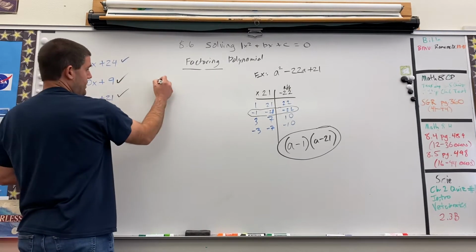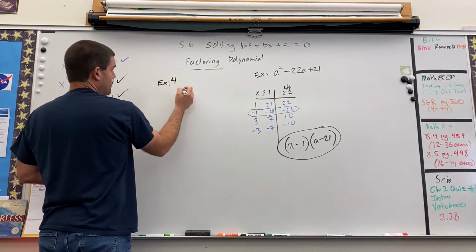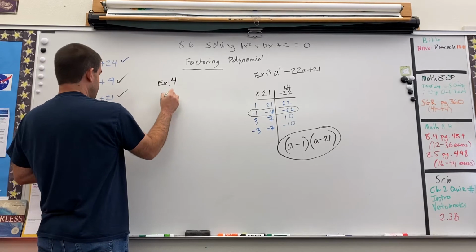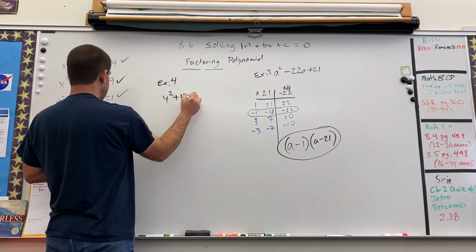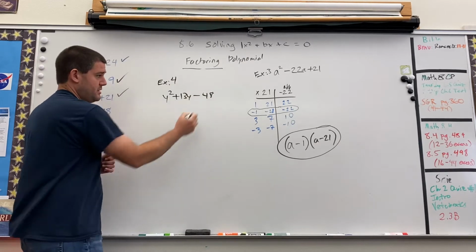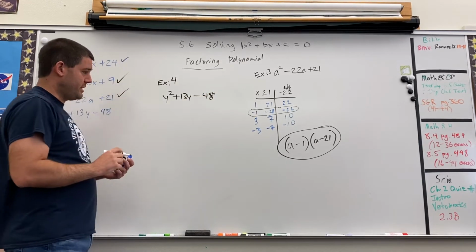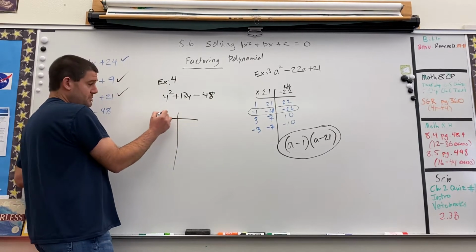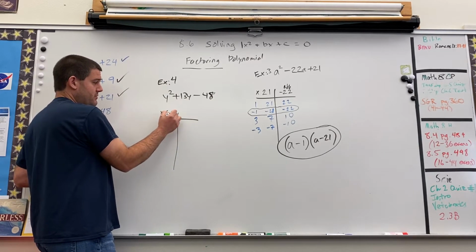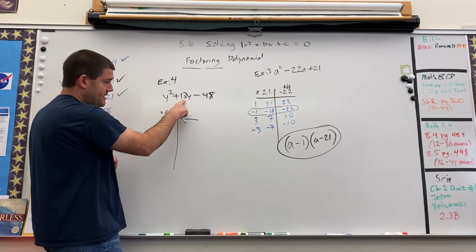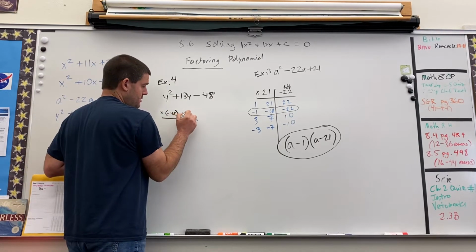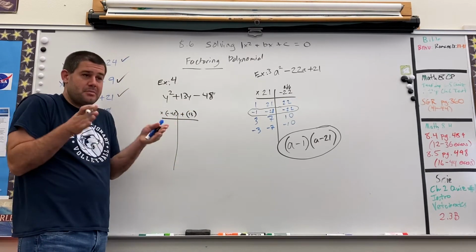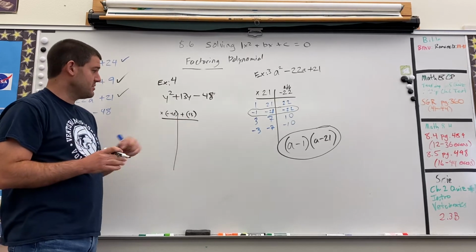So, example number 4. That was example 3. Okay. Example 4, y squared plus 13y minus 48. So we need to multiply to get negative 48, but we need to add to get 13, okay? Because when you add the two middle terms, that's how you end up getting this 13.